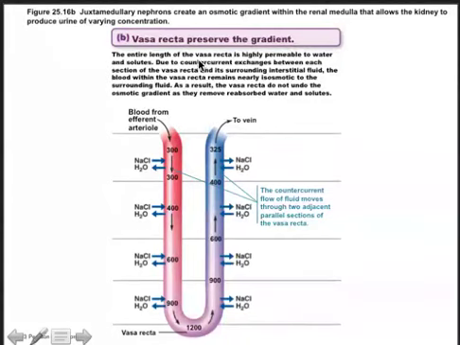So the entire length of the vasa recta is permeable to water and solutes due to the countercurrent exchange between each section of the vasa recta and its surrounding interstitial fluid. The blood within the vasa recta remains nearly isotonic to the surrounding fluid. As a result, the vasa recta do not undo the osmotic gradient as they remove reabsorbed water and solutes.